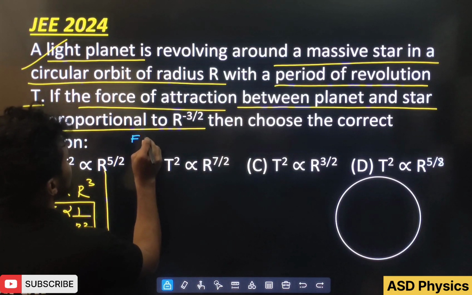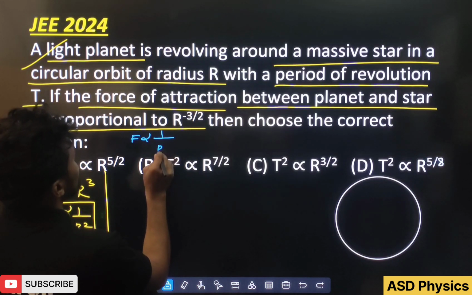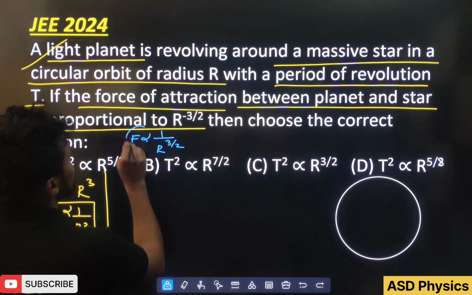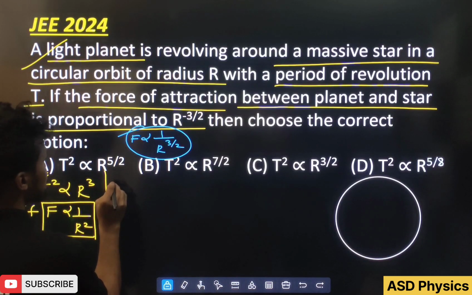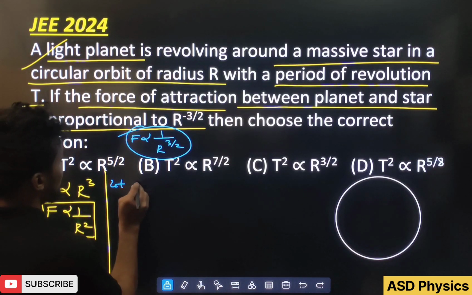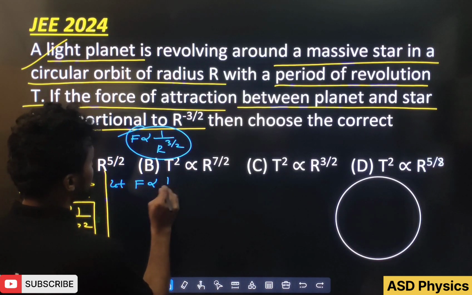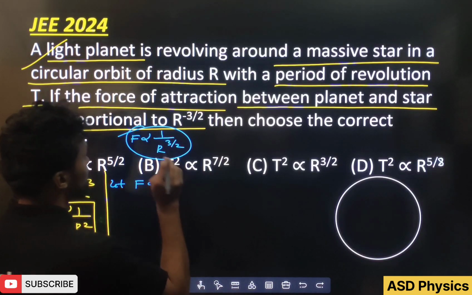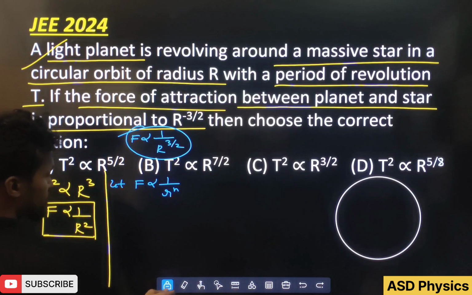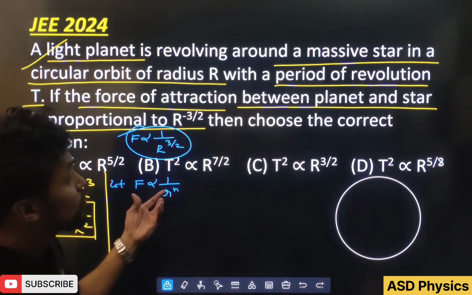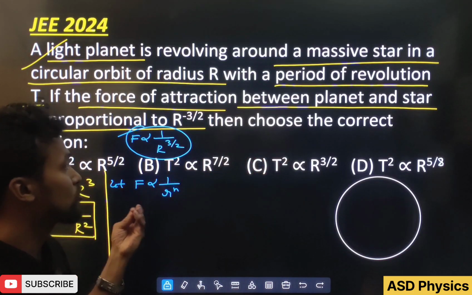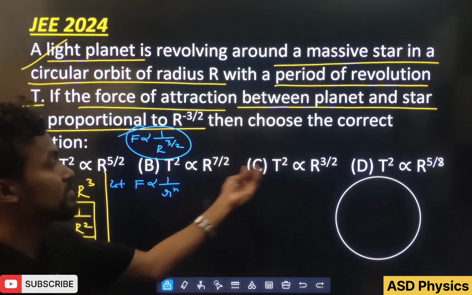Let's see here, please. I am writing here F inversely proportional to r to the power 3 by 2. But I will solve for the very general case. Let's take, for example, F is inversely proportional to r to the power n. Now, students, we are going to find out, in terms of n, the relation between T and r.